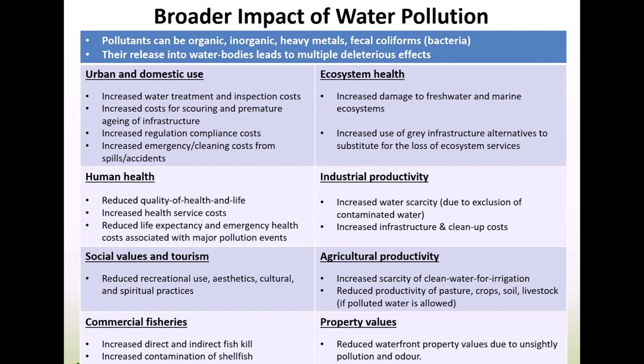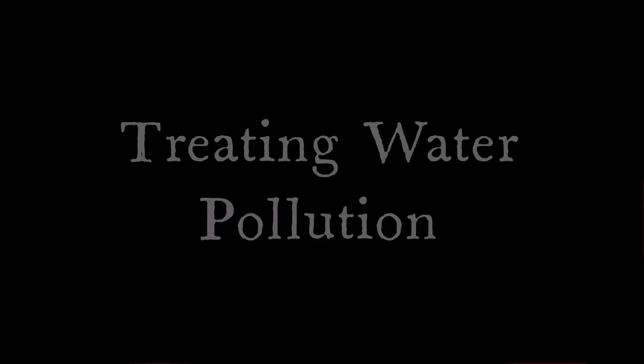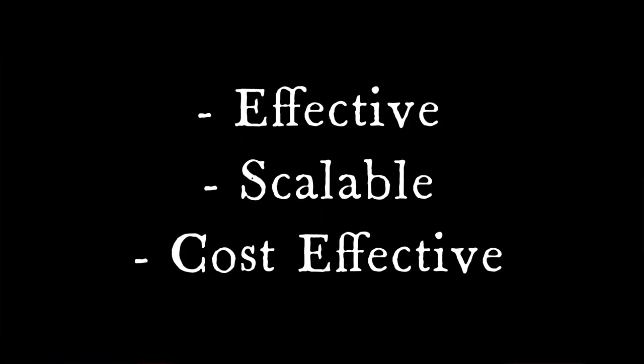Now that we have laid an elaborate context on what water pollution is all about, it is time to move on to the next section, which is water treatment. Organizations, corporations, and governments prefer that water treatment should have 3 important characteristics. A. It should be effective at treating the pollution. B. It should be scalable, as in it should be able to treat large quantities of water. And C. It should be cost effective.